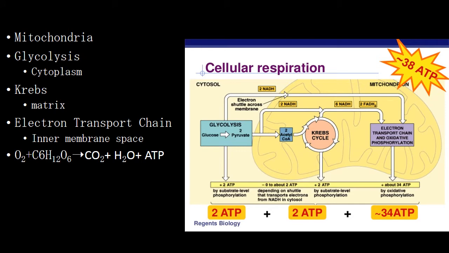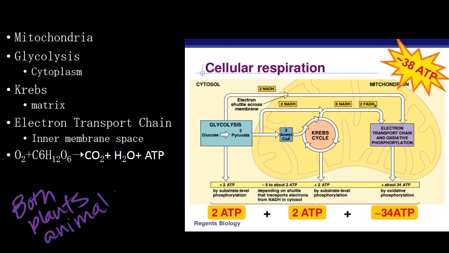For cellular respiration, this process happens in both plants and animals. So what happens for plants is, sure, they make the glucose, but can they break it down to directly use it? No, they have to first make it, and then they have to do cellular respiration to actually get the energy and use it. So both plants and animals are doing cellular respiration. We do cellular respiration all the time. We do not do photosynthesis. We are not green.